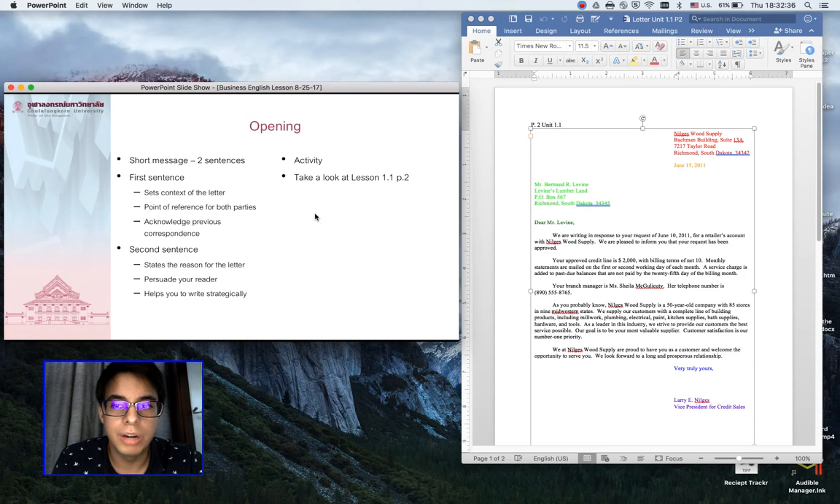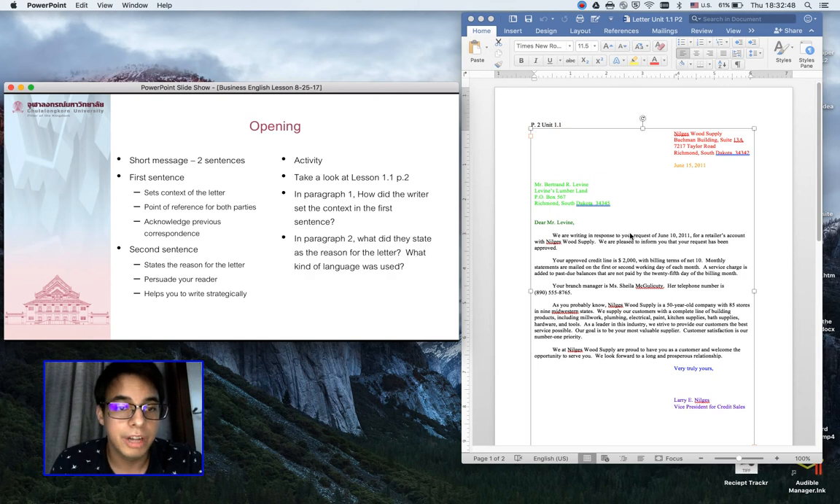Now go ahead and take a look at Unit 1.1, page 2. How did the writer set the context in the first sentence? And in sentence 2, what did they state as the reason for the letter, and what kind of language is used? So this shouldn't be paragraph 2, it should be sentence 2. Go ahead and pause the video, take a look at the first paragraph of the letter, and try to answer these questions.